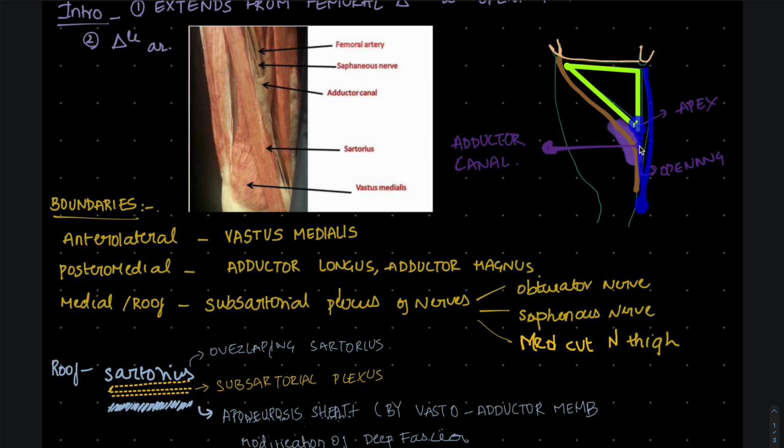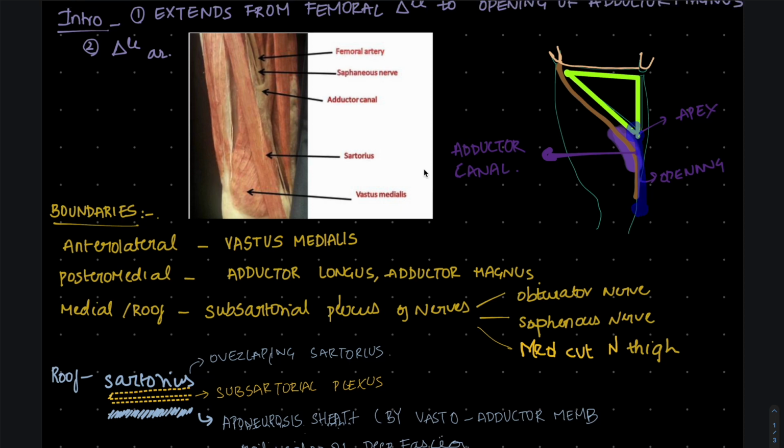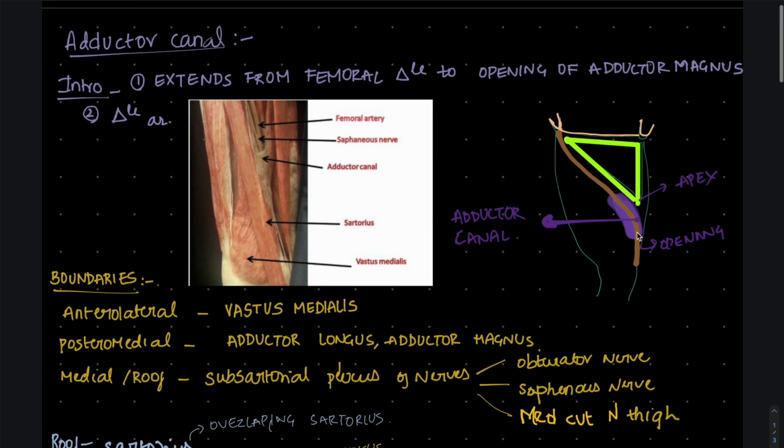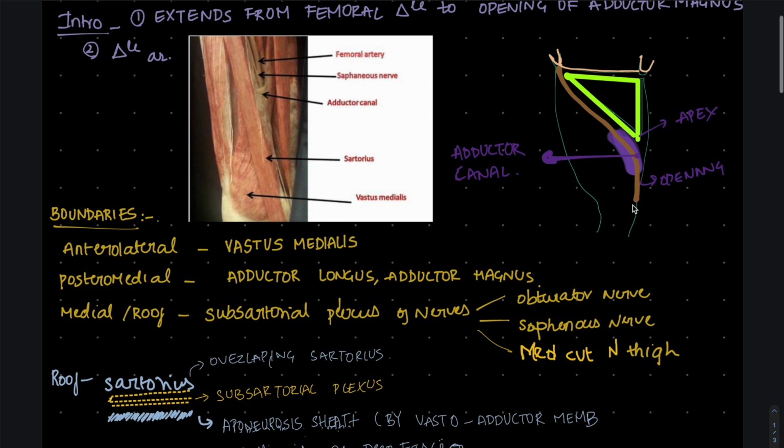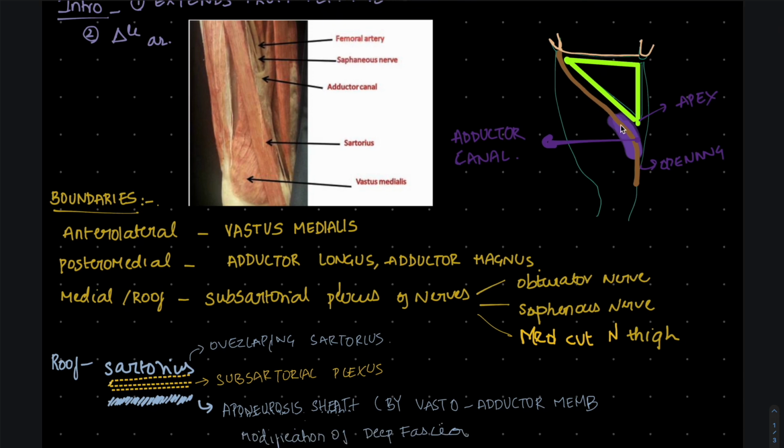So the line connecting the apex of the femoral triangle and the opening, which is called the hiatus, is basically the adductor canal. Once again, here it is the apex of the triangle, and here it is the opening of the adductor magnus. The line connecting both is the adductor canal. It extends from the apex of the triangle to the adductor hiatus, and this canal is triangular in shape, as you can see here.